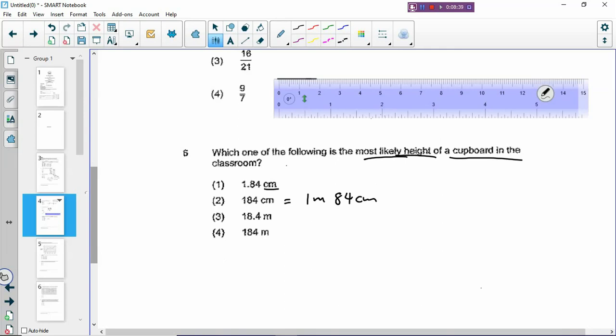And if you look at the cupboard in your home, that is about the height of an adult, right? The cupboard is usually a little taller, or maybe as tall as the person. So it's about 1 meter 84 cm, which is answer number 2. And of course, the rest of the numbers we don't have to see because they are not possible. When you have meters, they are actually very long. So we don't want to use that as a measurement. It's too long for the height of a cupboard. So the answer is number 2.